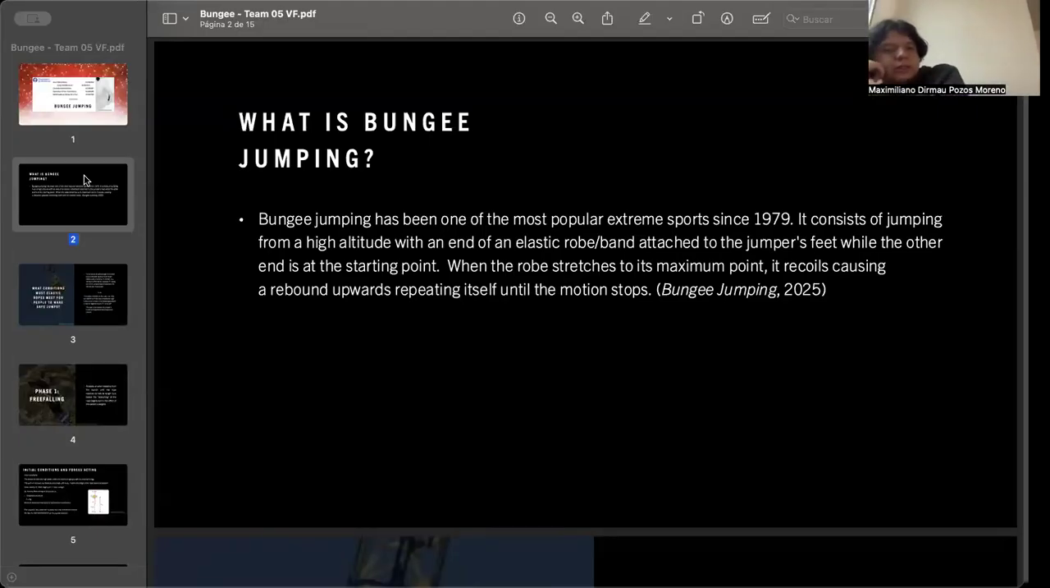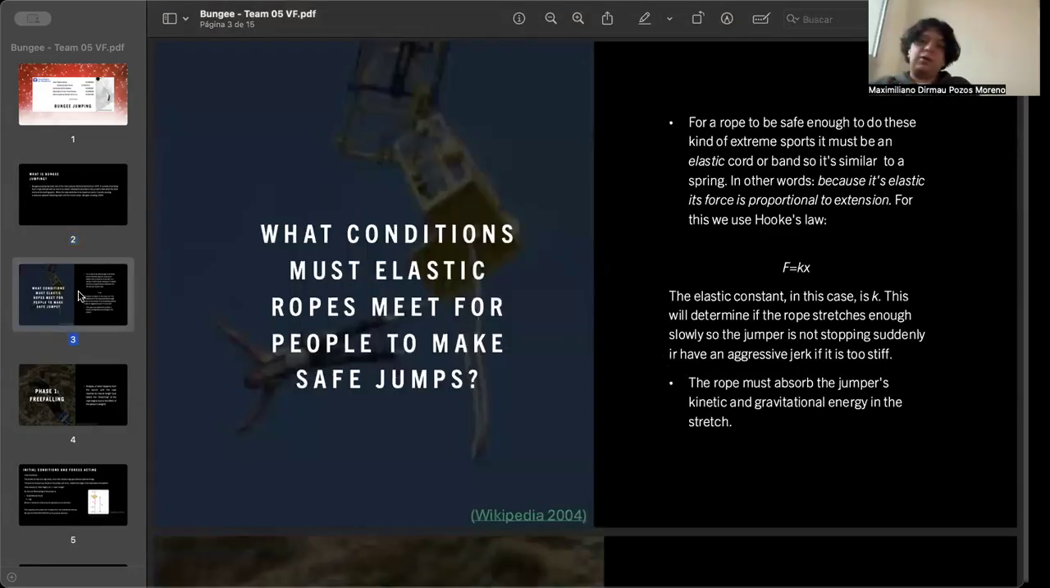First of all, what is bungee jumping? Bungee jumping has been popular since the late 1970s, and it basically consists of jumping from a really high platform with a rope tied to your feet. I thought it was on the back, but no, it's on your feet. At first sight, it looks simple, but if you jump, the rope stretches and then it bounces you back. If it's not well made, you can get hurt pretty bad, and that's how we get the funny Instagram reels of people getting hurt.